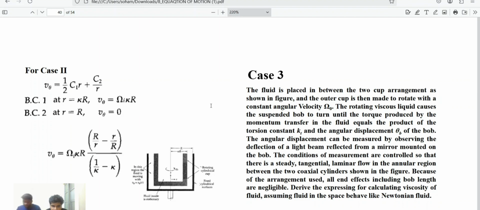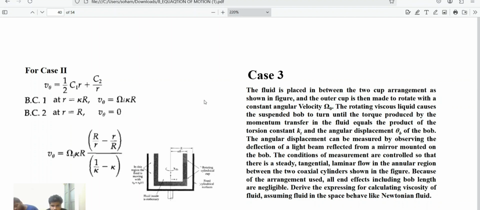Here, the bob is suspended with a torsion wire. So, when the outer cylinder rotates, the fluid transmits torque to the bob, causing it to twist until the torsional torque equals the viscous torque. So, at steady state, the bob isn't moving. It's stationary but twisted by angle theta b. So, the velocity at r inner is 0. The outer cylinder has v theta equal to omega r outer at r equal to r outer.